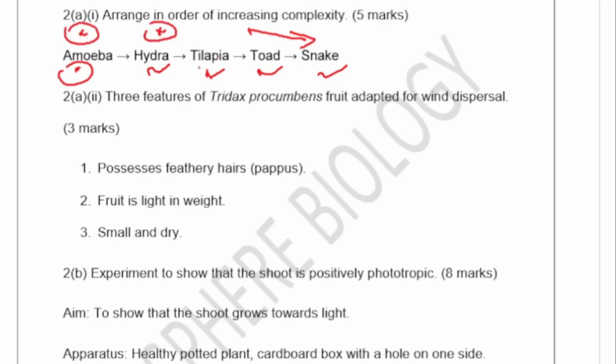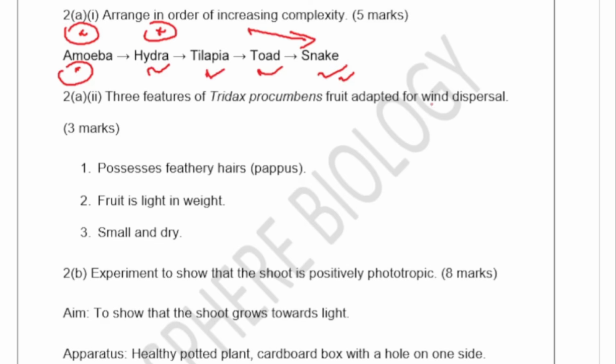This is the cellular level, but in the classes of Chordata, you actually have your Pisces before your amphibians, before your reptiles, then your aves, and then your mammals, in the increasing order of complexity. So take note of that.